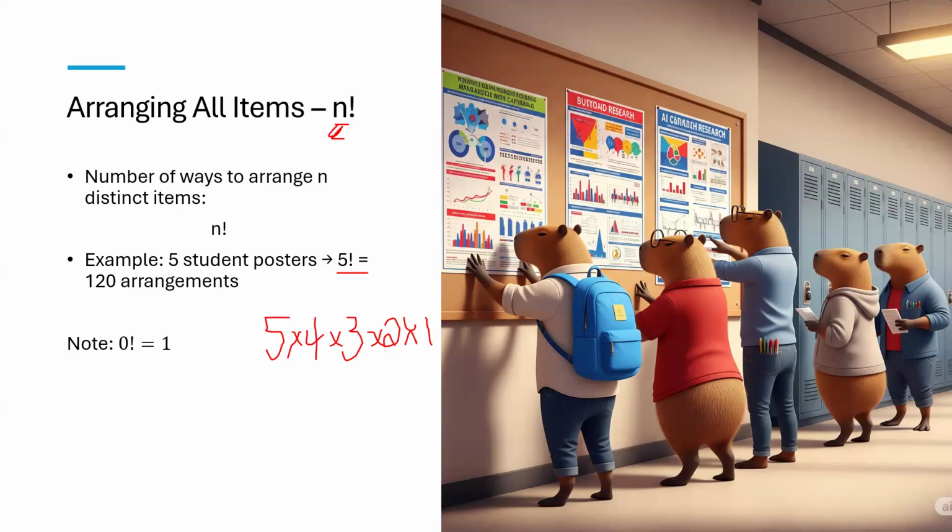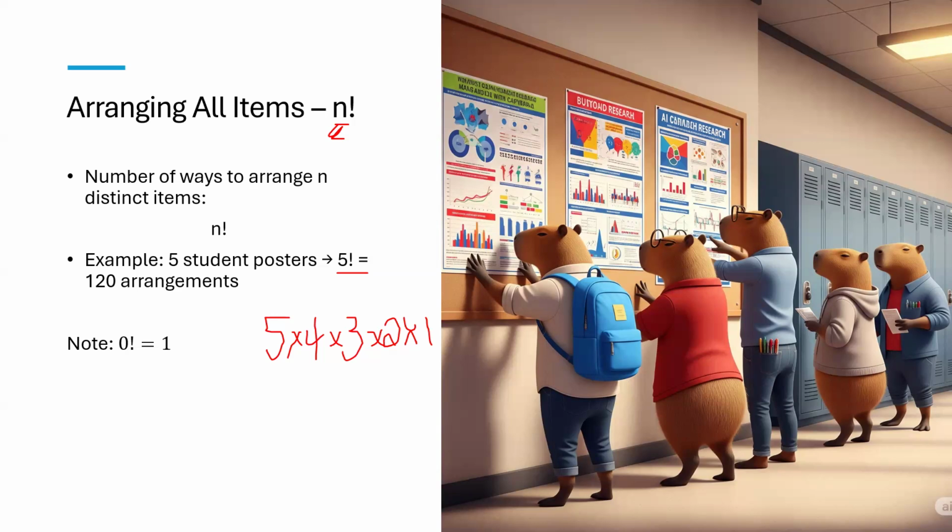Factorials grow really fast, and they're the backbone of both permutation and combination calculations. For example, if there are 5 student posters to hang up in a hallway, how many different ways can we arrange them? We know immediately it's 120, 5 factorial. That's 120 different orders for the 5 posters.